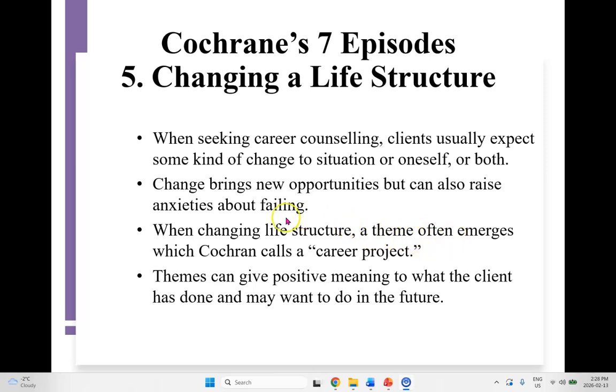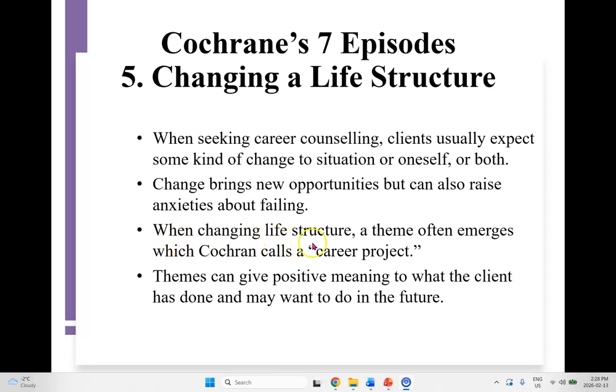Step 5 is changing the life structure. Of course, when clients come to see a CDP, they usually expect some kind of a change to the situation or to themselves or both. Change brings new opportunities, but can also raise anxieties about failing. So this is where we want to really encourage our clients to be clear about what they're moving towards and make sure we provide them the resources that they need to support them in moving ahead.